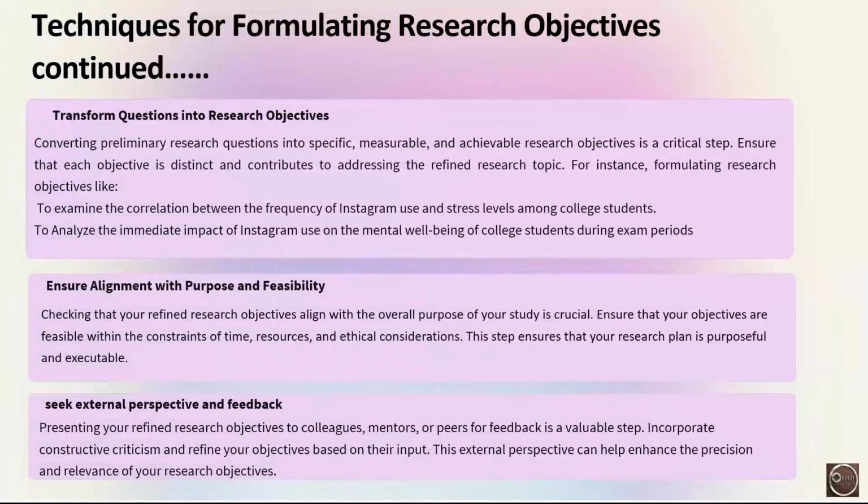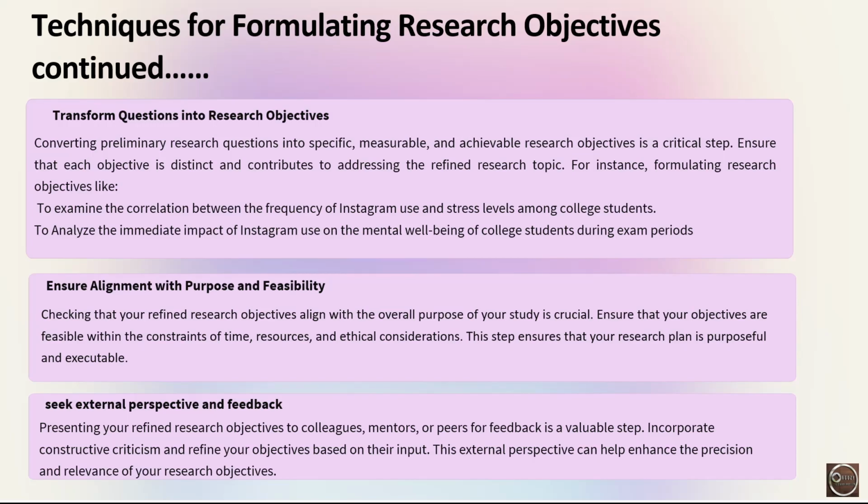Next, transform now those questions into research objectives. There you have your objectives. For example, you can say to examine the correlation between the frequency of Instagram use and stress levels among college students. You can also say to analyze the immediate impact of Instagram use on the mental well-being of college students during exam period. There you have your objectives.